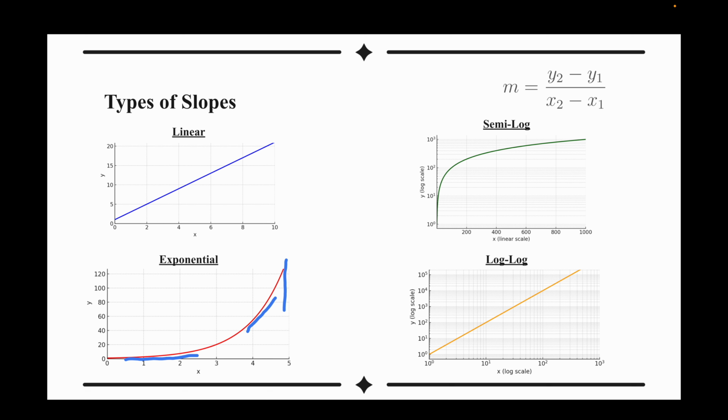In the top right, we see a semi-log slope. One of the axes, in this case the x-axis, is on a linear scale. Every tick mark on the x-axis increases by 200, and then the y-axis is a logarithmic scale. We can see that the first tick mark is 10 to the 0, or 1. The next tick mark is 10, and then the one after that is 100, and the one above that is 1,000. The tick marks on this axis aren't increasing linearly. They're increasing logarithmically, so this is a semi-log.